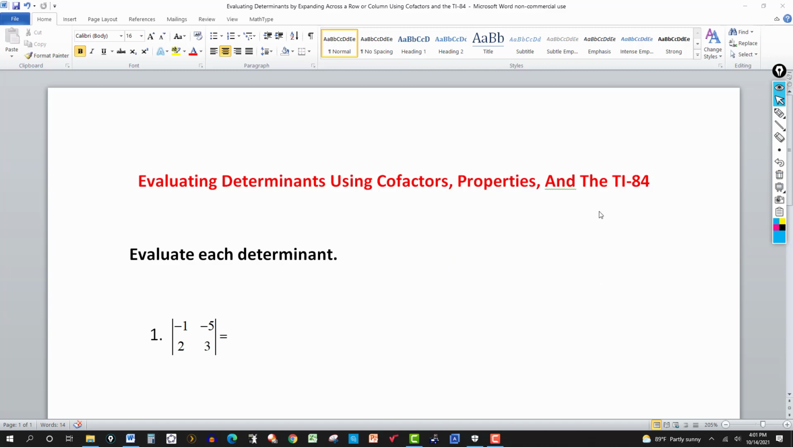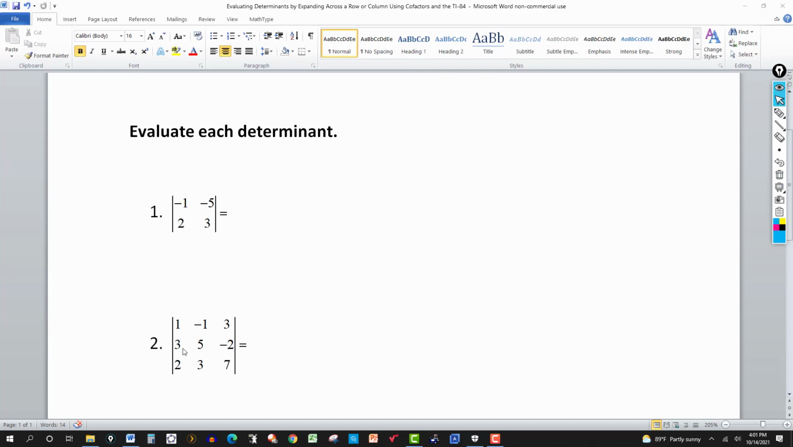Let's go to the next one. Okay, here I have a 3 by 3. Now here we're going to use the method of expansion. This means that we take any row, so you can pick the first row, second row, third row, or you can use any column: first column, second column, third column. So right there's 6 ways alone to solve the problem.